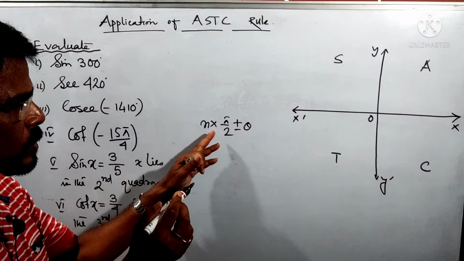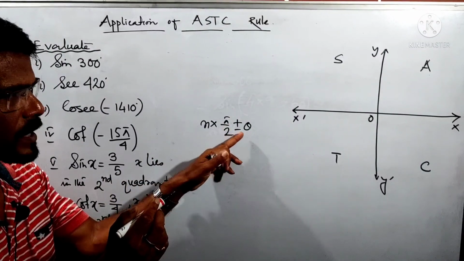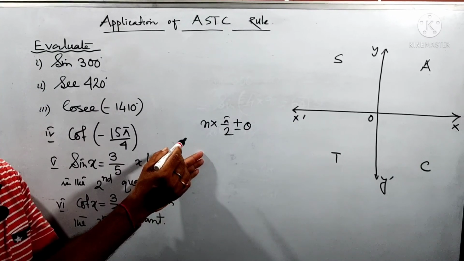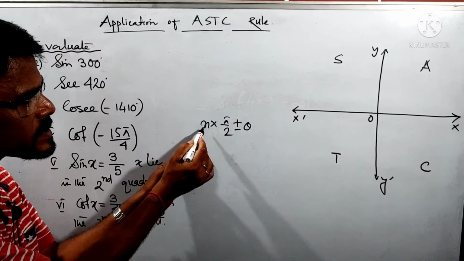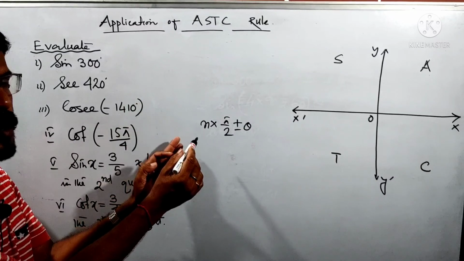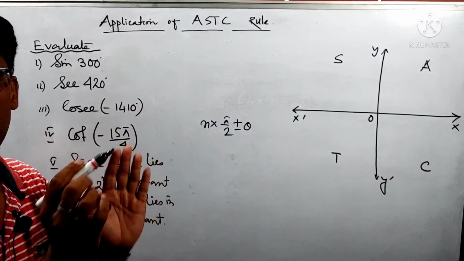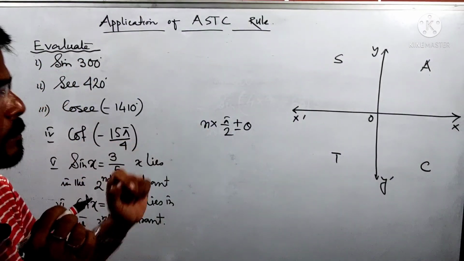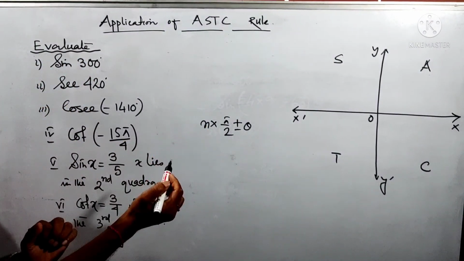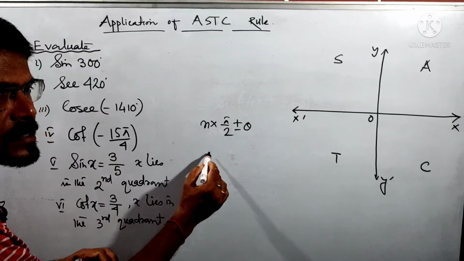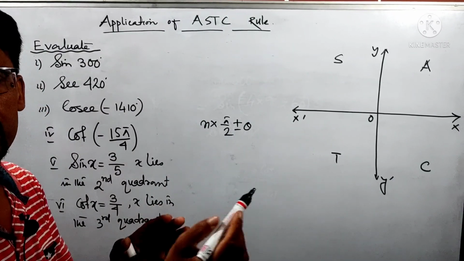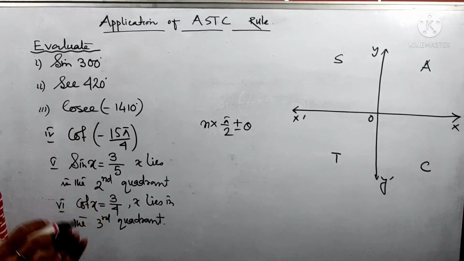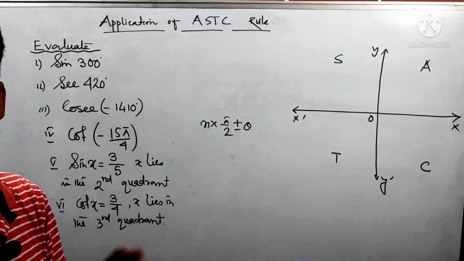If you break the angle like n into pi by 2 plus or minus theta, here this n may be an even number or an odd number. If n is an even number, the trigonometric ratio given in the question remains the same. But if n is an odd number, the ratio will change. Like if it is sine, then it goes to cos. If it is cos, it goes to sine. And tan goes to cot, cot goes to tan, sec goes to cosec, cosec goes to sec.